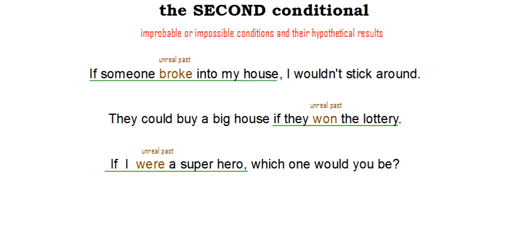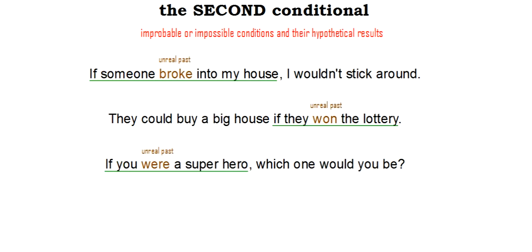Anyways, that's the condition. Now look at the result clause in these sentences. The result clause uses a modal of condition, and the three modals of condition that we generally use are would, could, and might. And that's how we know that this is a hypothetical situation.